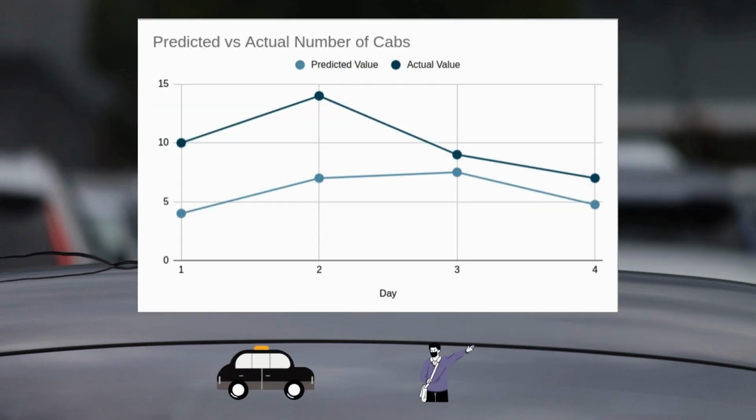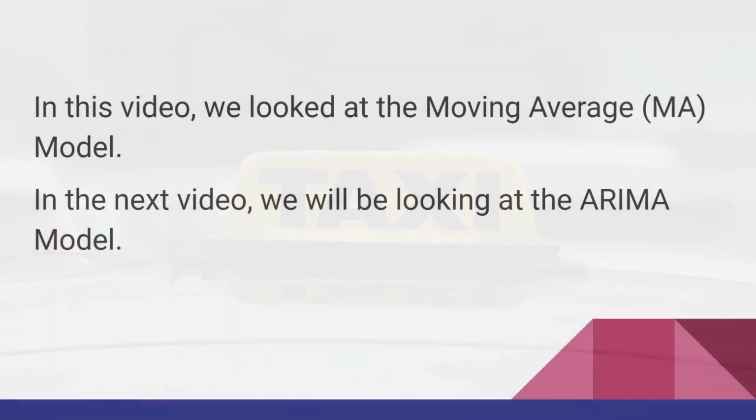If we plot our predicted values versus the actual demand for cabs, we observe that our predicted values are able to follow the trends of the actual value. So we can use the MA model for predictions. In this video, we looked at the moving average or MA model. In the next video, we'll be looking at the ARIMA model.